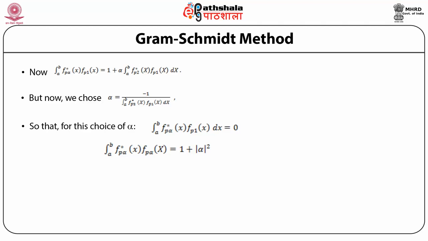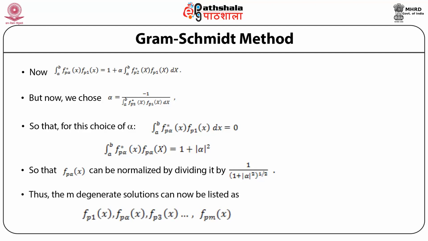Why? Because remember, the integral a to b of the product of two functions fp alpha star x into fp1 x is equal to 1 plus alpha times the integral of the product of the functions fp2 star fp1. So with this choice of alpha as minus 1 upon the integral of the product of the two functions fp2 star fp1, this integral a to b fp alpha fp1 dx becomes 0. And further, the integral from a to b of fp alpha star fp alpha x dx is equal to 1 plus mod alpha square, so that fp alpha x can be normalized by dividing it by 1 plus mod alpha square to the power half.